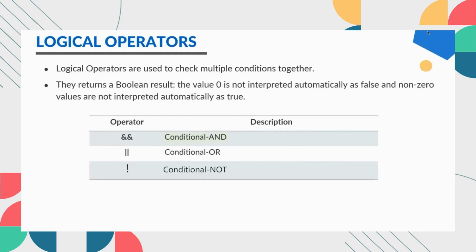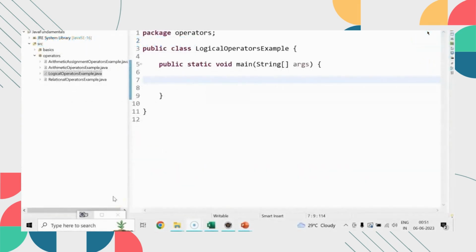Java also has logical NOT. Let me show you which ones we have. So we have three operators: conditional AND, conditional OR, and the NOT operator. Let me introduce you to them practically here.